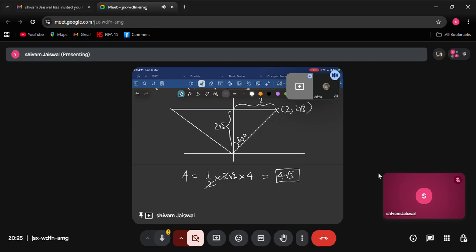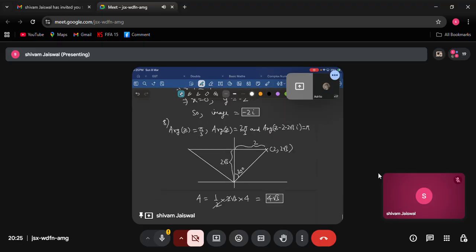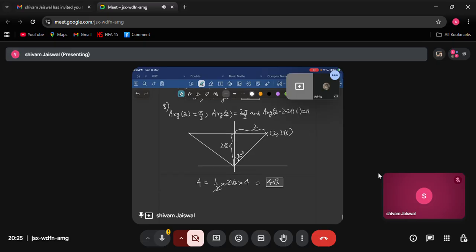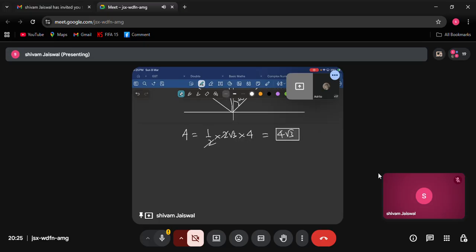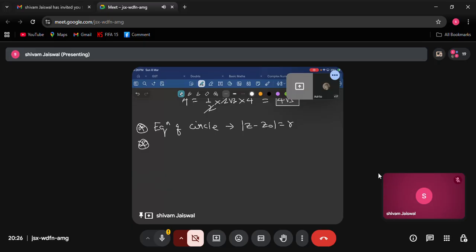Tell me, anyone having any doubt? You can ask me. Very simple. Next. Equation of a circle. Everyone remembers equation of circle? Mod of z minus z naught equal to r. Okay. Next. Equation of circle.